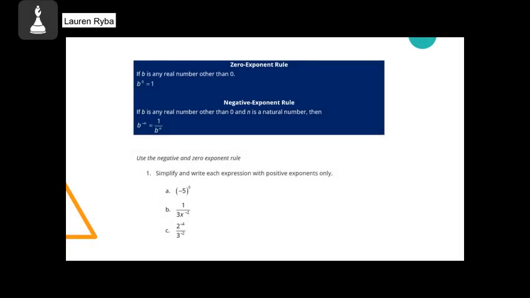So these rules here are the zero exponent rule and the negative exponent rule. Any number raised to the power 0 gives the answer of 1. So 1 to the 0 is 1. 10 to the 0 is 1. X to the 0 is 1. So any number raised to the 0 power is 1.